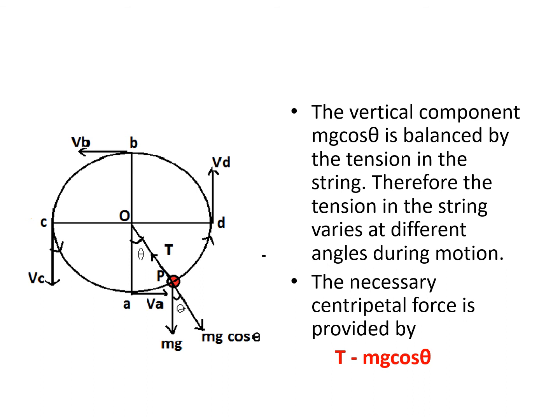The vertical component mg cos theta balances the tension in the string. Therefore, the tension in the string varies at different angles during the motion. The necessary centripetal force is provided by T minus mg cos theta.